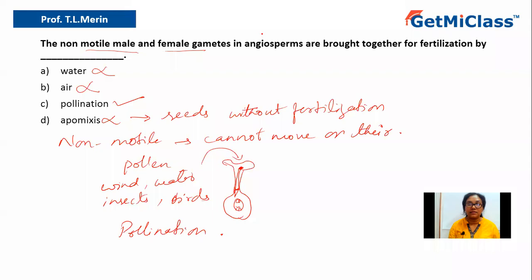So what is the correct answer? The correct answer is option C, that is pollination. So the correct answer is option C.